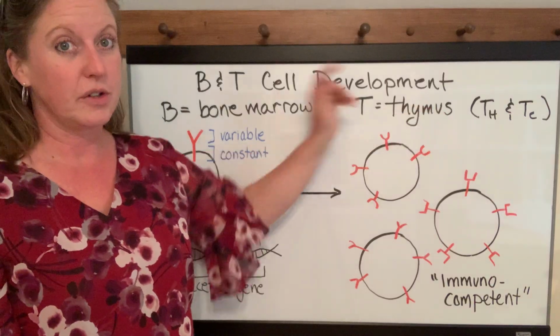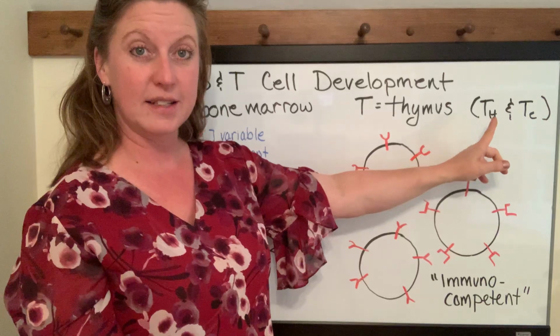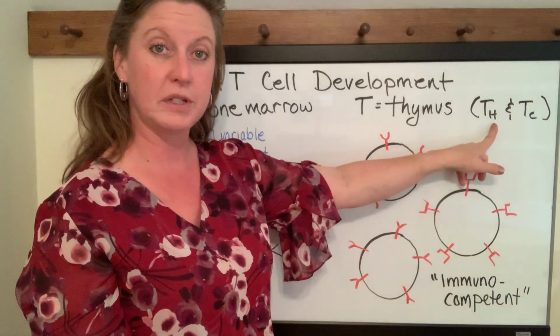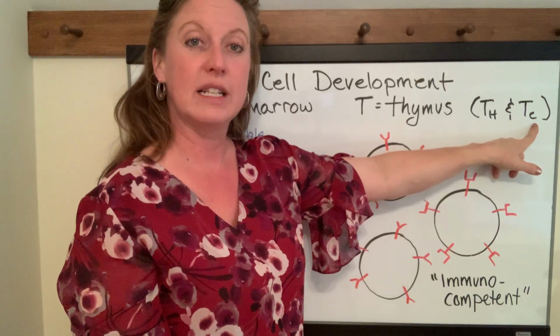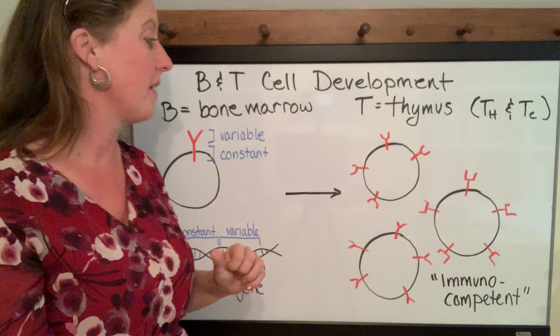Now, to our knowledge, there's only one kind of B cell, but there are at least two kinds of T cells that scientists have discovered so far. One is called a TH, or helper T cell, and the other is called a TC, or cytotoxic T cell, and we'll see what both of those do later on.